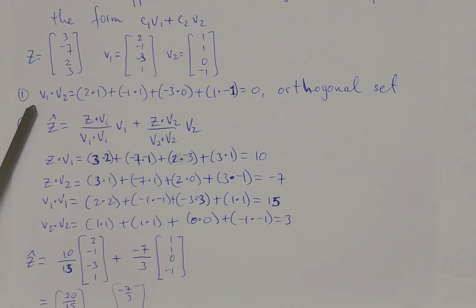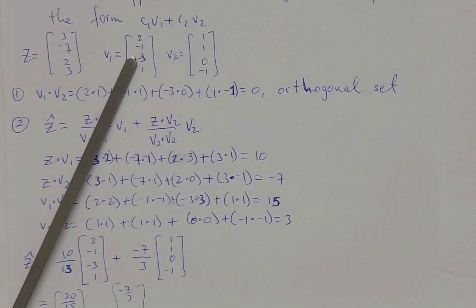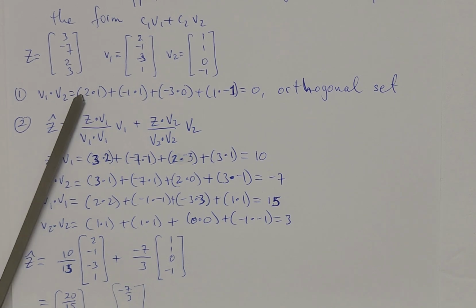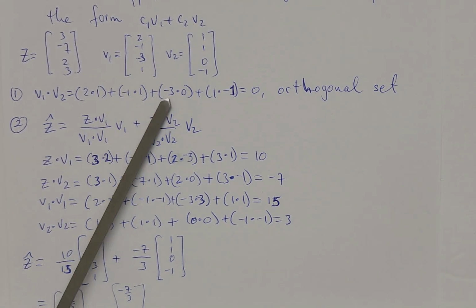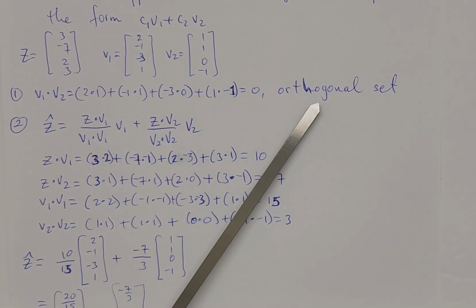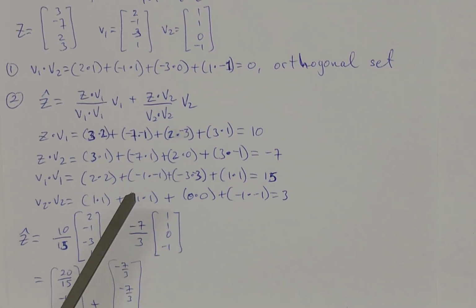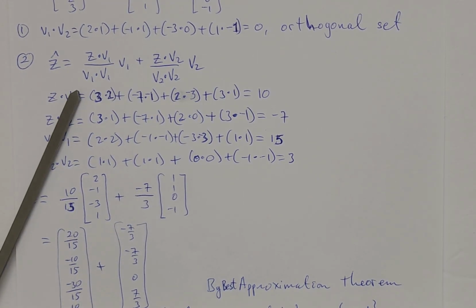So first thing we need to find, is it orthogonal? So v1 times v2, as you can see, 2 times 1, negative 1 times 1, negative 3 times 0, 1 times negative 1. It is 0, so it is orthogonal. Next, we do the first part of the decomposition theorem.